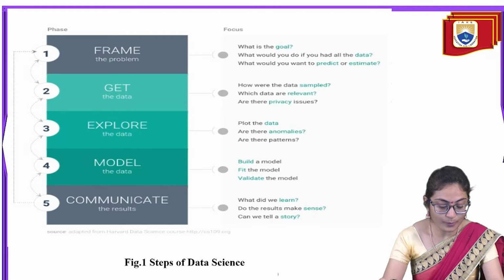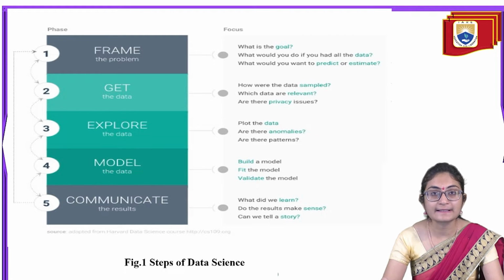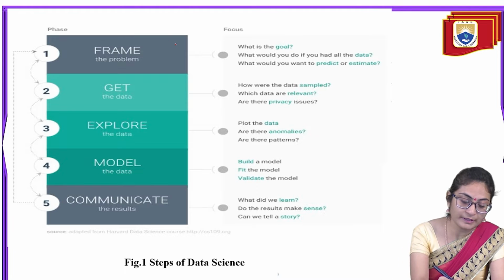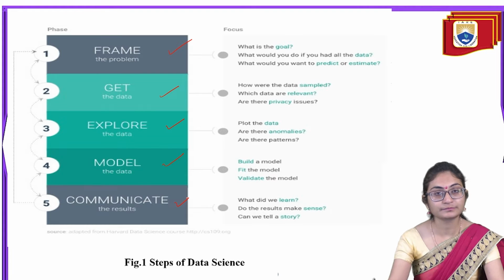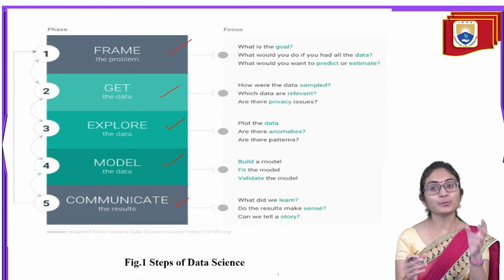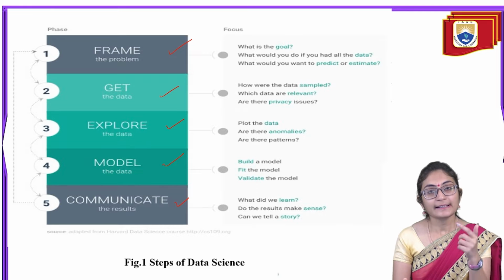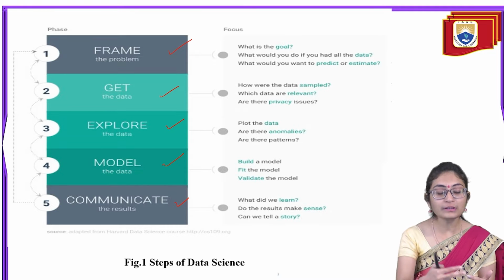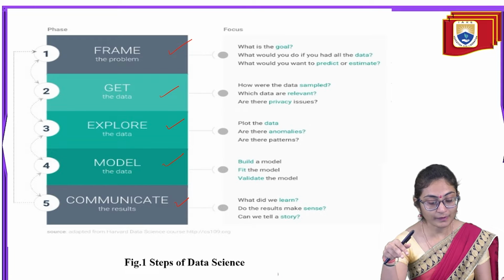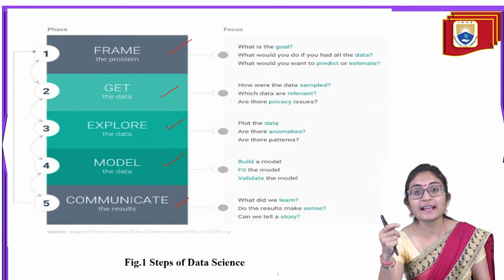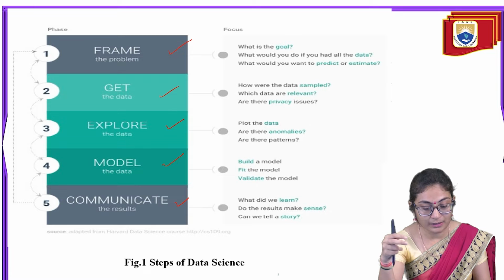This is the diagram of the steps of data science. It shows frame, get, explore, model, and communicate. When we are processing our data, it will go through all these steps. That means first it will frame the data, that means it will recognize the problem of the data.